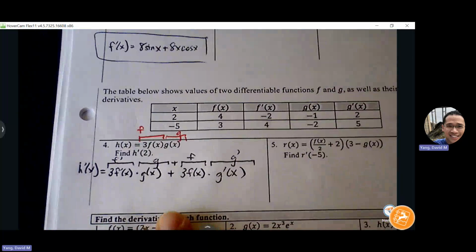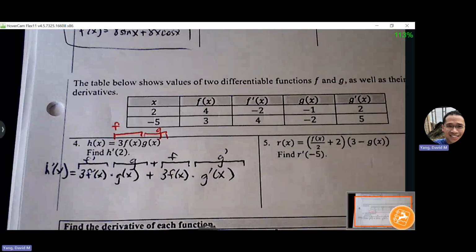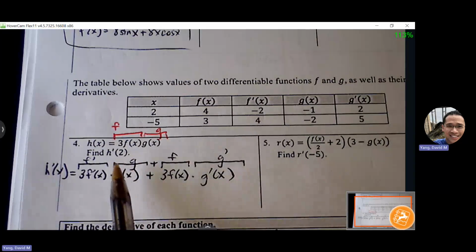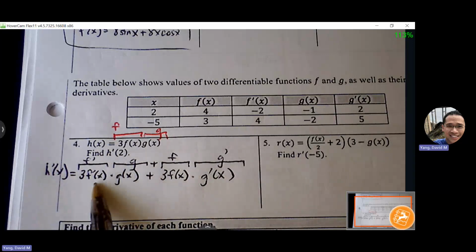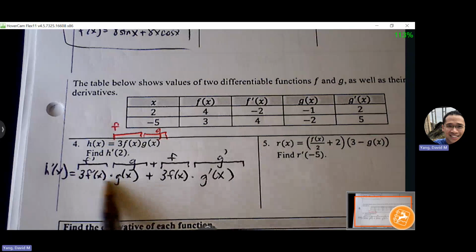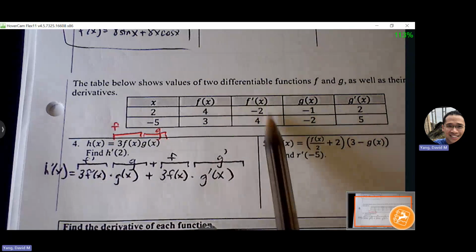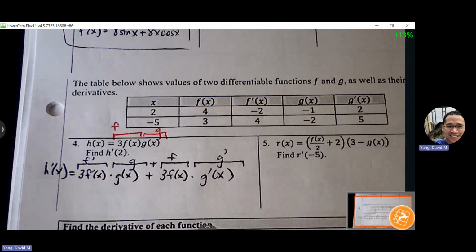Now that we have our derivative function built, we can take the next step and find h prime of 2. We want to find the slope of the h graph at 2. Replace every x with 2, and then you can get it out of function notation and have that exact value.